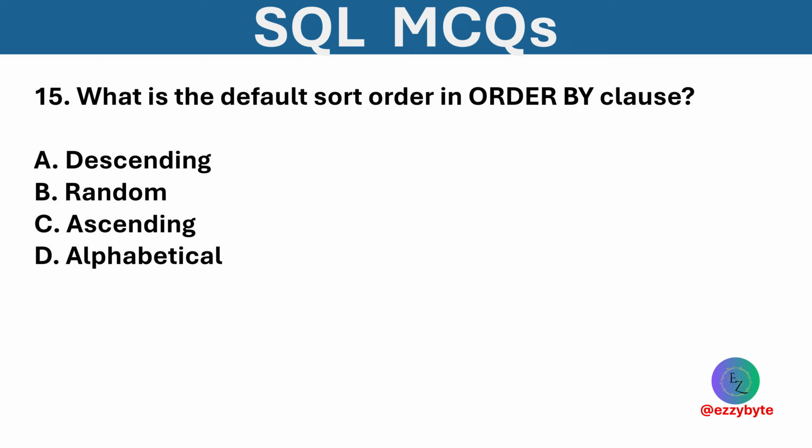What is the default sort order in the order by clause? Options are descending, random, ascending, and alphabetical. Option C is correct. Order by sorts in ascending order unless specified otherwise.